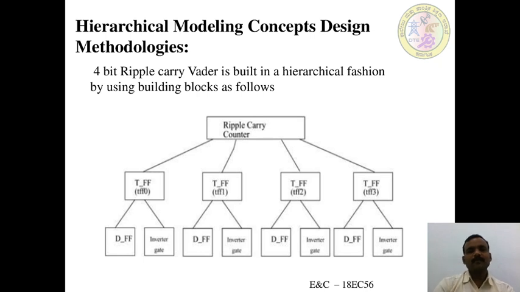A 4-bit ripple carry counter is built in a hierarchical fashion by using building blocks. I already told the example: the ripple carry counter is the dotted line, that is the big box. After that there are small boxes: T flip flop 1, T flip flop 2, T flip flop 3. For each T flip flop there is a D flip flop and an inverter gate.